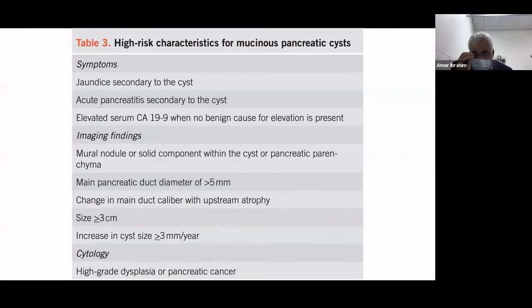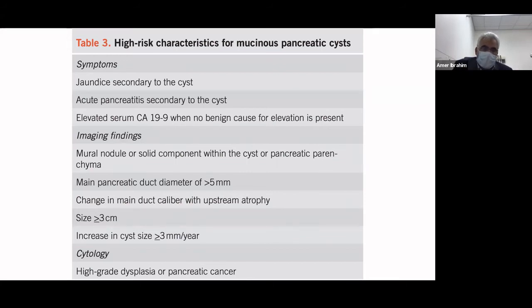So high risk characteristics: if there is a cystic lesion in the pancreas, and this cystic lesion causes symptoms like acute pancreatitis, or pressure causing jaundice, or the patient has an elevated CA 19-9 in the blood, not in the cyst, in the blood. These three criteria make you worry that this is a high risk of being a malignant lesion.